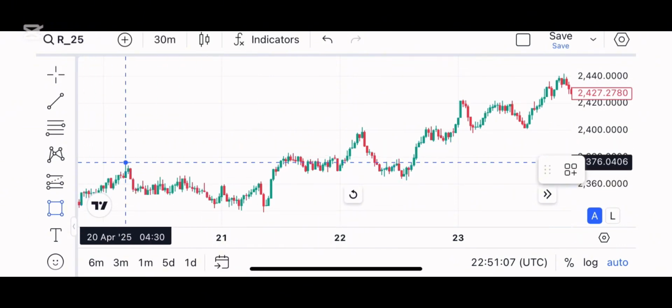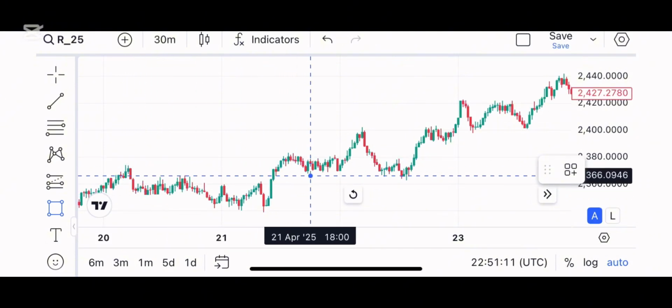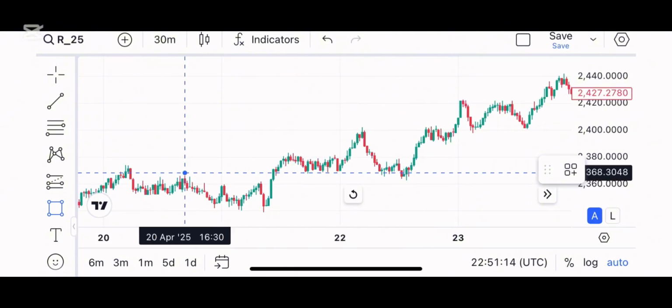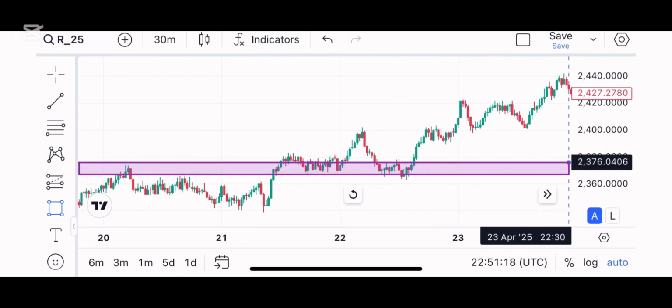So look at this point. You can see how this point was a resistance zone. So price came all the way, broke it, and bounced off this point. So straight away, I know that this zone contains support and resistance. So I'm just going to draw it and project it to the future, right?